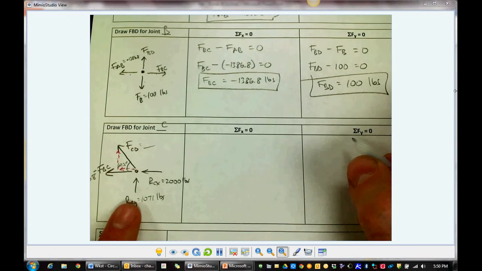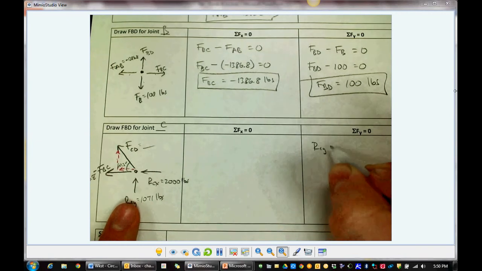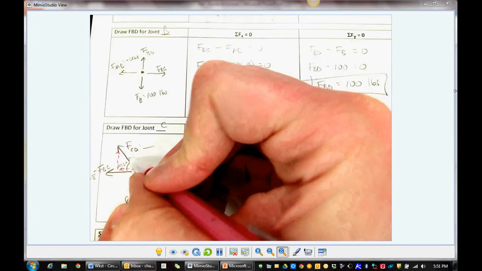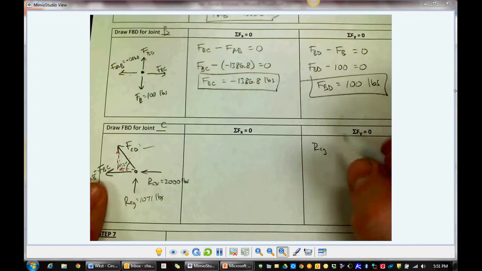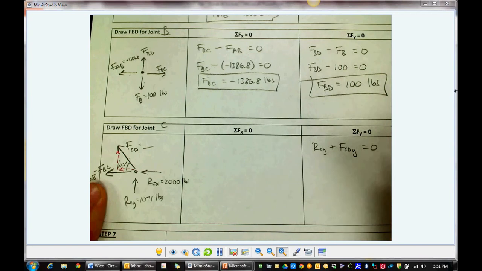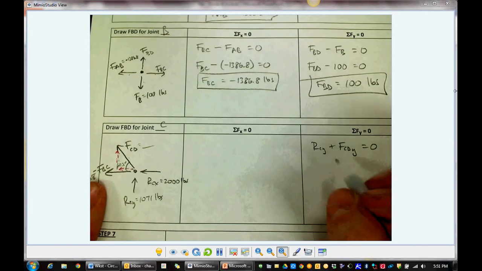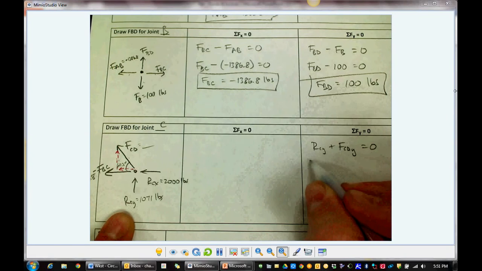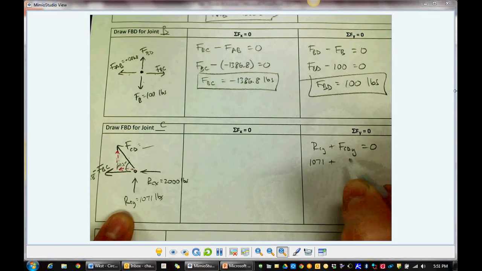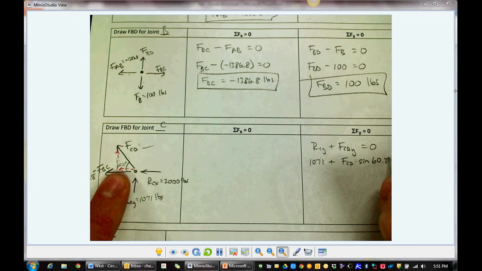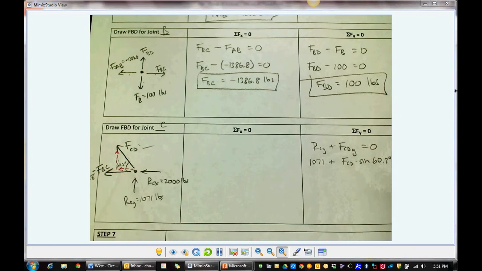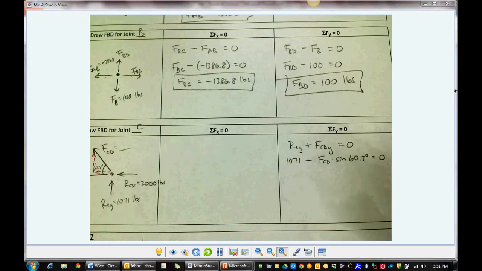Force in the y, we have RCY up, so that's positive RCY. And we have part of FCD, its y component, FCDY here, and that's pointing up. So plus FCD's y component. Those must add up to 0. Let's substitute in what we know here. RCY is 1071. FCD's y component is FCD times the sine of theta, which is 60.3 degrees. Only one unknown, so we can solve for that.